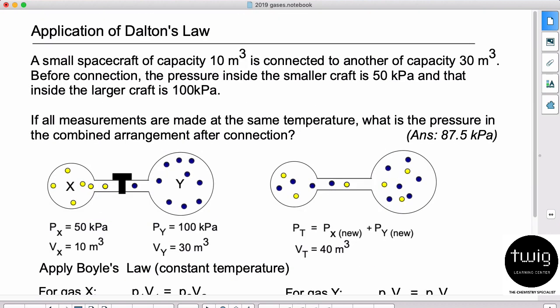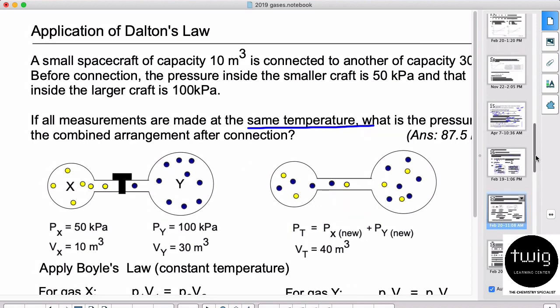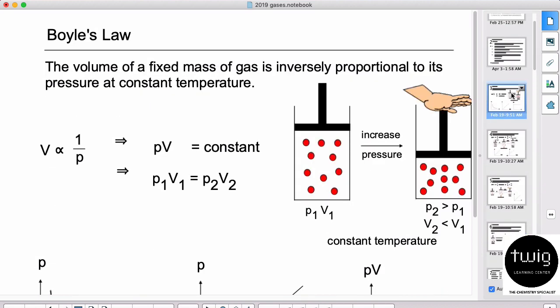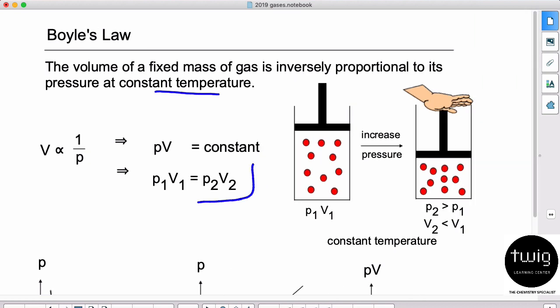Okay, let's look at one example. Let's run through this example and then you can do some questions with it. We're going to apply Dalton's law as well as Boyle's law. In fact, this one must also apply Boyle's law. If all measurements are made at the same temperature, we're going to use Boyle's law. So we learned that if the temperature remains the same, at constant temperature, we can apply this formula: P1 V1 equals P2 V2.